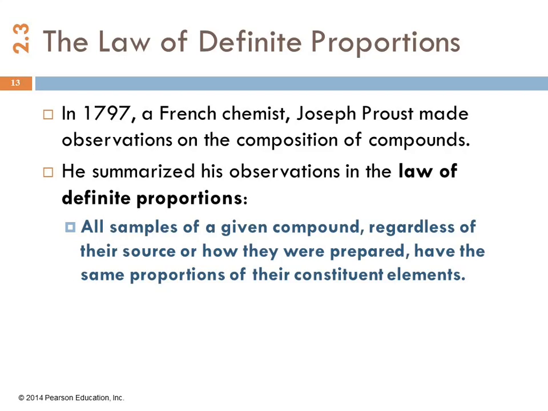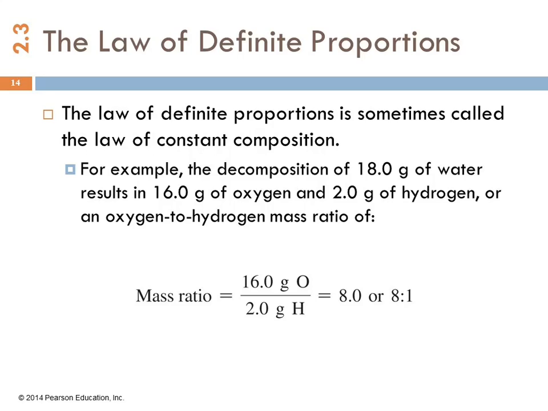So if you take water from the King's River and water from the Nile and water from the polar ice caps, and you look at the proportion of oxygen to hydrogen, it's going to be exactly the same. If you make water in the lab, it's going to have the same proportion. It's the law of definite proportions. Compounds are formed by particular ratios of their constituent elements. It's sometimes called the law of constant composition.